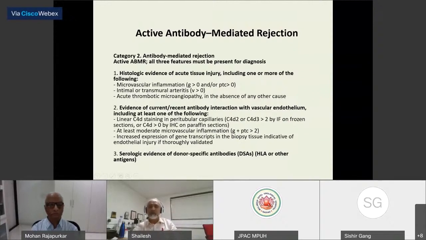These are the three patterns of acute tissue injury that antibody-mediated rejection shows. Then there is evidence of current or recent antibody interaction with vascular endothelium in the form of C4d staining, or at least microvascular inflammation like glomerulitis plus peritubular capillaritis with a score of more than 2, or increased gene transcripts in biopsy tissue. And there is positivity of donor-specific antibody, and all three things are required to call it active antibody-mediated rejection.